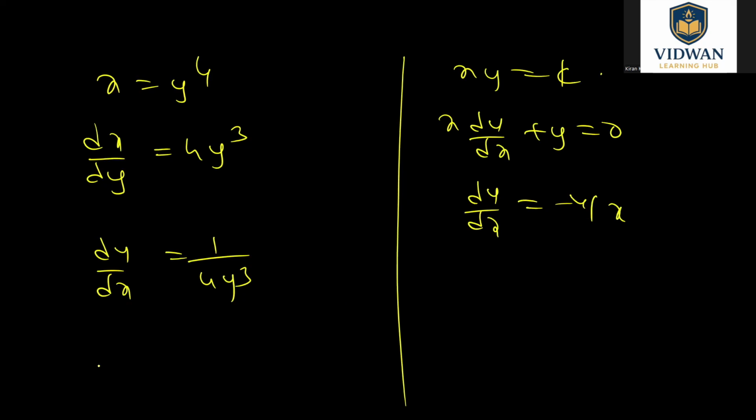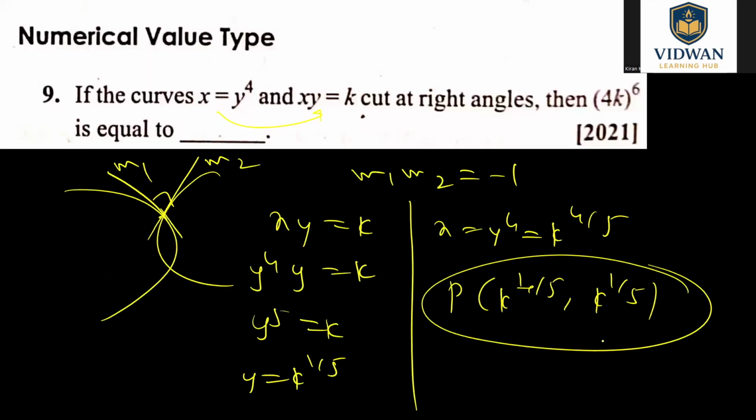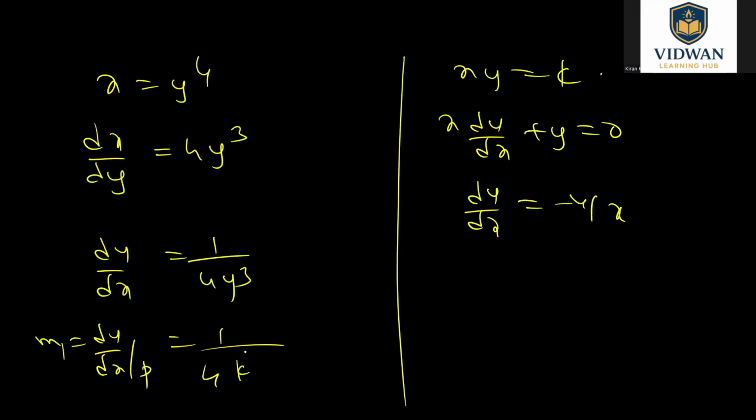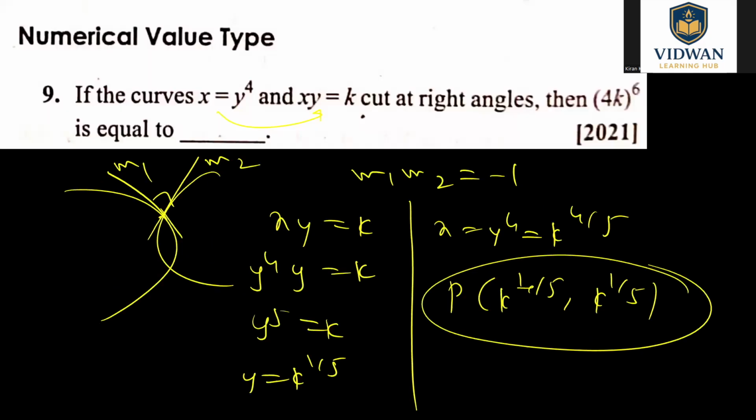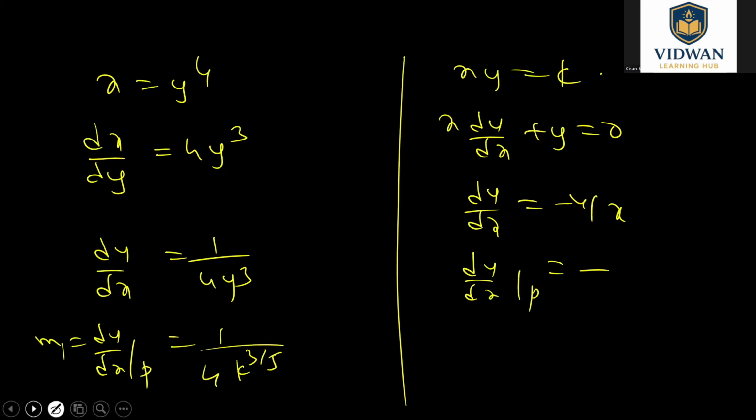And dy by dx is minus y by x. So at the point P, when I write the tangent slope for the first curve, dy by dx at the point P is 1 by 4 into y cube. And what is the y coordinate of P? k power 1 by 5. So k power 1 by 5 whole cube, so it is k power 3 by 5. And for the second one, if I write the derivative at P, minus y by x. So the y coordinate is k power 1 by 5, the x coordinate is k power 4 by 5. So k power 1 by 5 by k power 4 by 5. If you divide, it is minus 1 by k power 3 by 5.